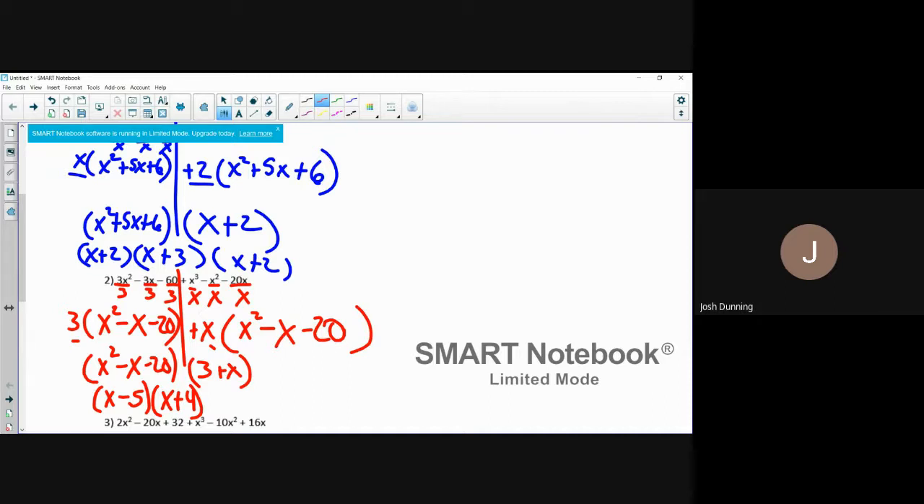Now, the 3 plus x, we could just leave that as 3 plus x. But just to be consistent, it's just addition, so it's easy to just change it to x plus 3. Not a big deal, though.